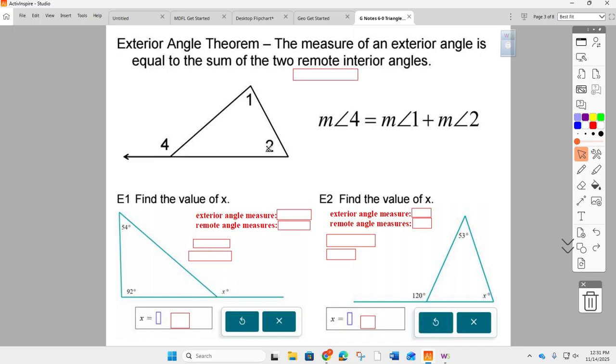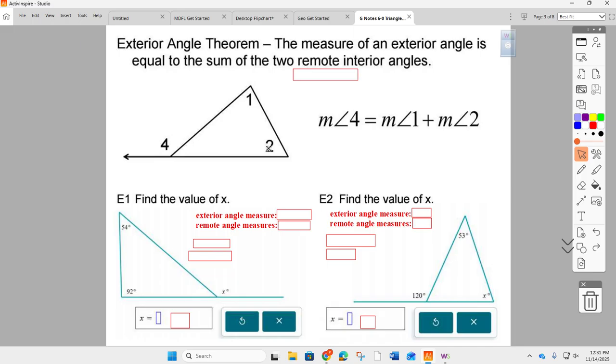Okay. So, what does the word remote mean just in normal conversation? Something is remote. What do you think of, Xavier? Kind of like in the middle of nowhere, like kind of just there. In the middle of nowhere. What do you think, Helen? Isolated, out by itself in the middle of nowhere. Typically in the middle of nowhere means there's nobody else around it, right? So remote interior angles means it's far away from that exterior angle.